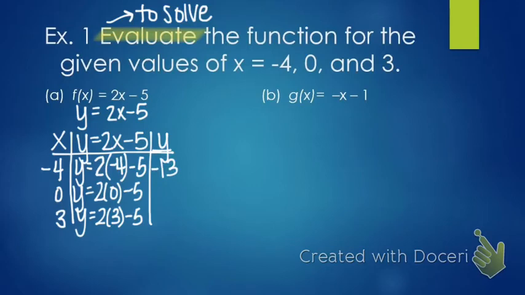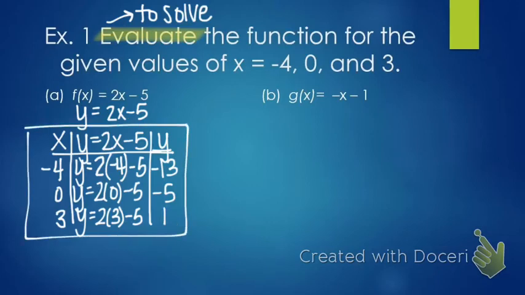All right, 2 times 0. 0 minus 5. Beautiful. 2 times 3. 6 minus 5. 1. And we are going to box in the entire chart because I can see what you plugged in for x, where you plugged it into the function, and what came out when you worked it out. So box in the entire chart. And you've just evaluated the function for those 3 x values.